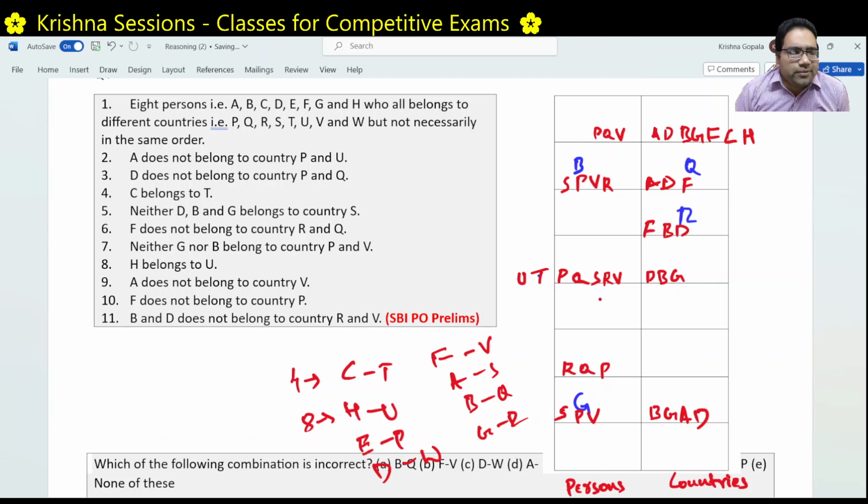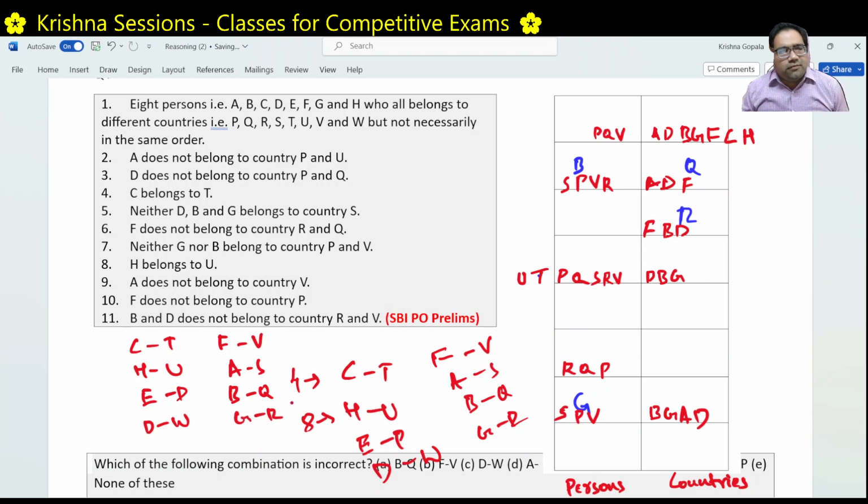So that is the overall mapping. What is our final mapping? C, T, H, U, E, P, D, W, F, V, A, S, B, Q, G, R. This is our final mapping.